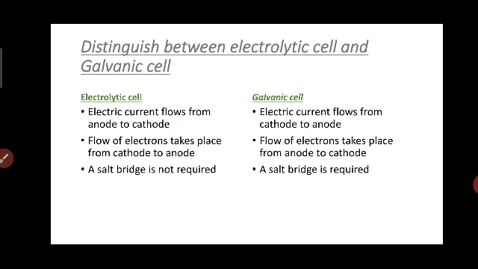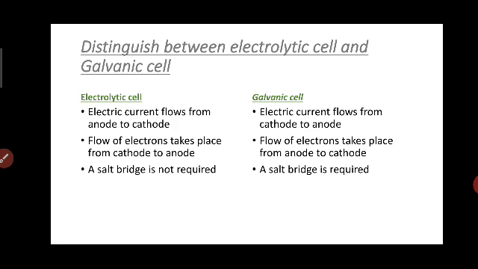So look here. Whenever we observe the galvanic cell construction, the electric current flows from cathode to anode. Why? Because the flow of electrons takes place from the anode to the cathode. In the galvanic cell, the anode loses electrons that move towards the cathode. In the electrolytic cell, the cathode gives the electrons, which move towards the anode. That's why the current is anode to cathode there, and here the current is cathode to anode.